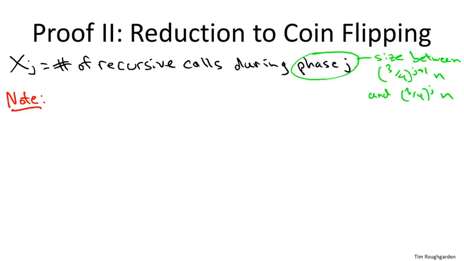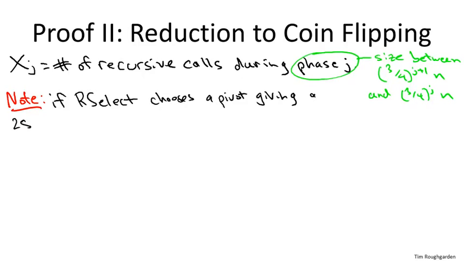So what I want to do next is point out that a very simple sufficient condition guarantees that we'll proceed from a given phase on to the next phase. So it's a condition guaranteeing termination of the current phase. And it's an event that we've discussed in previous videos, namely that the pivot that we choose gives a reasonably balanced split, 25-75 or better.